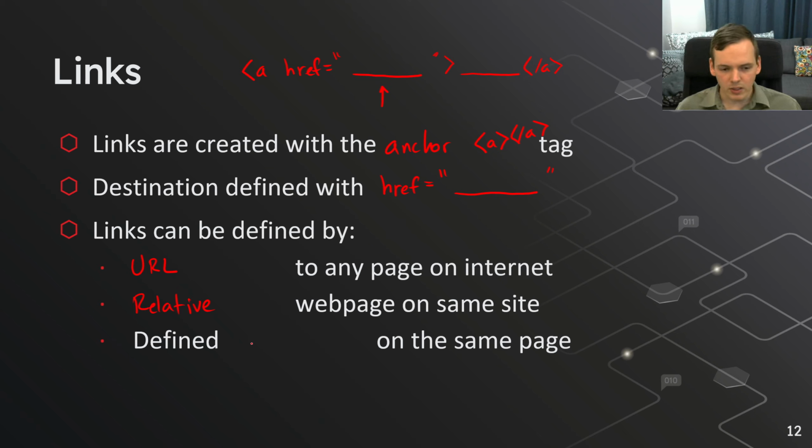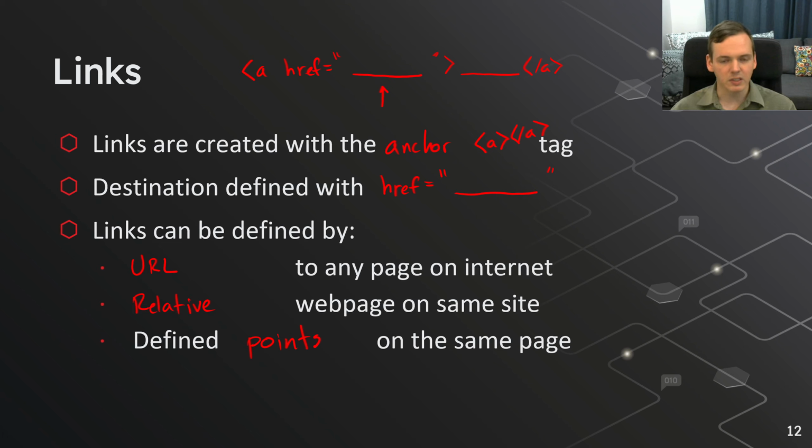And then finally, you can go to defined points on the same web page. So we'll learn eventually that there's ways to define locations or points on your web page, give those specific labels, and then you can create a link to that.